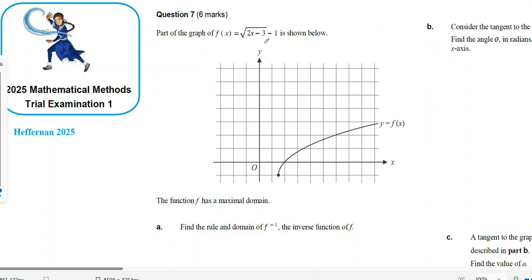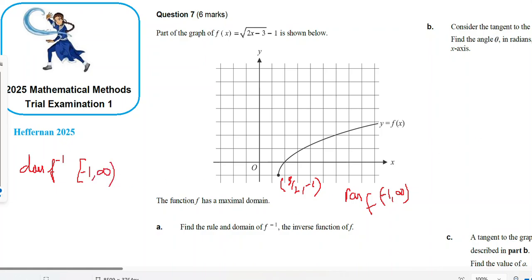Okay, question number 7. We have a graph of a square root function drawn there. State the rule and the domain of the inverse. Well, that coordinate there is 3 on 2 and -1. So the range of f is -1 to infinity. So the domain of the inverse is going to be -1 to infinity.